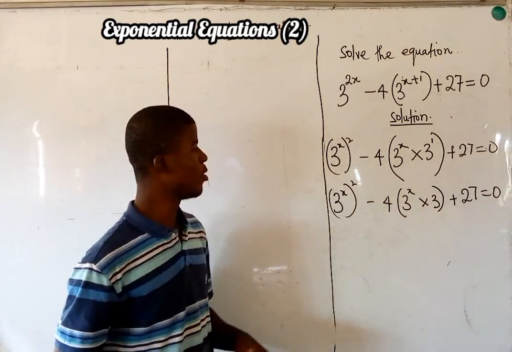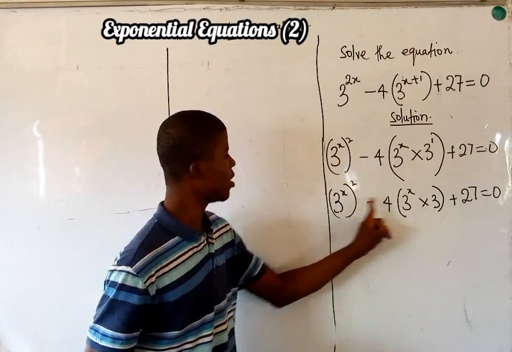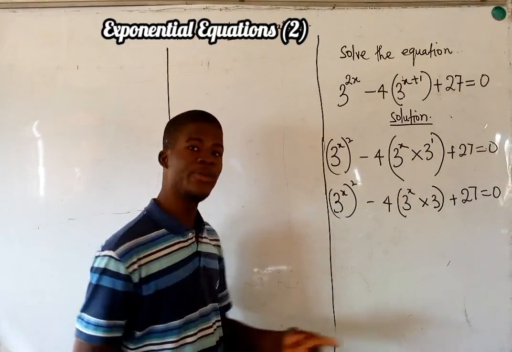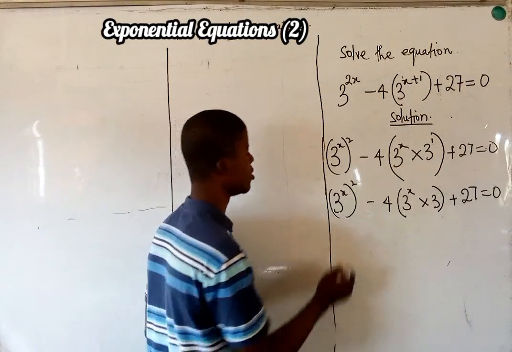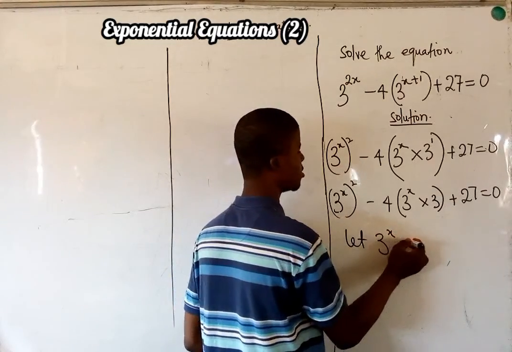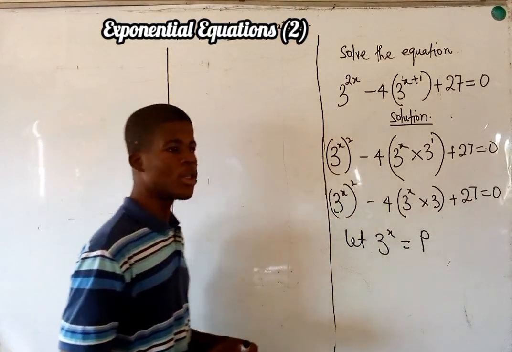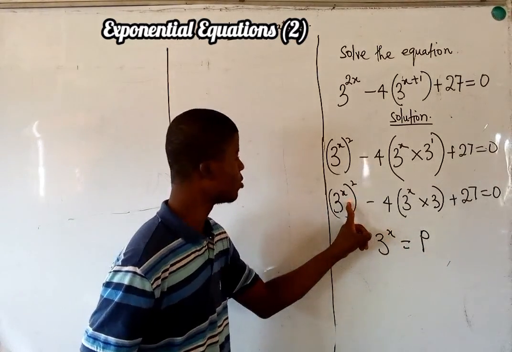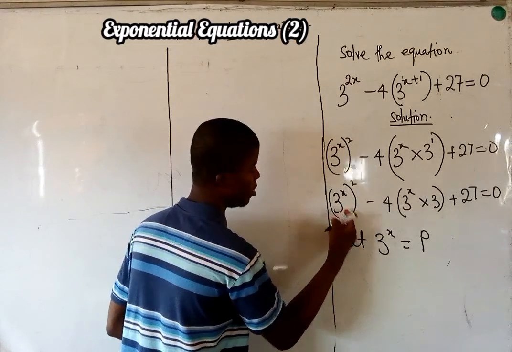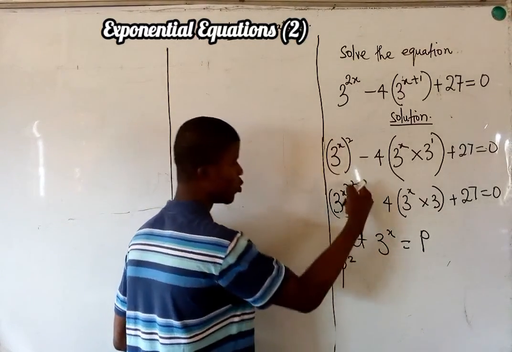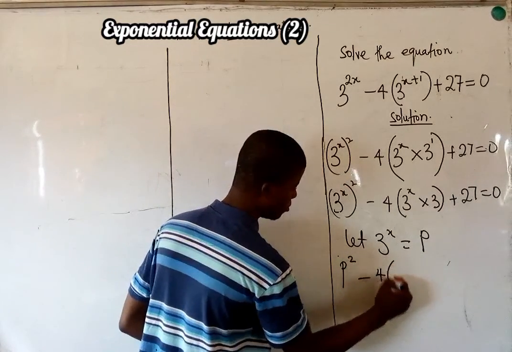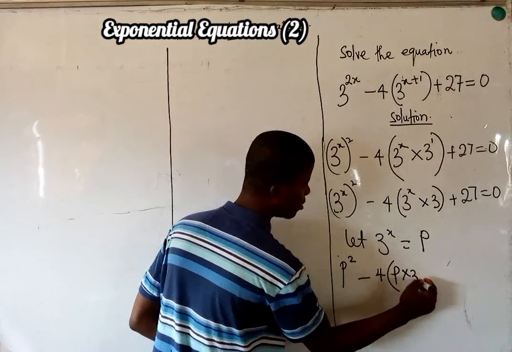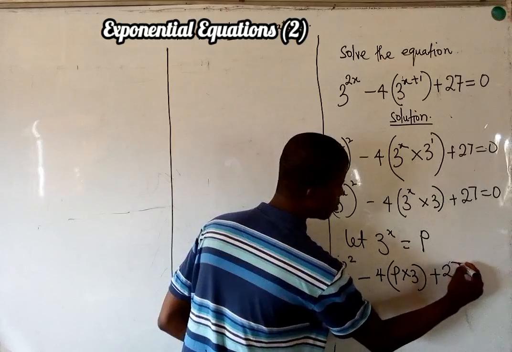So at this point, observe the equation. 3 to the power of x is common. In fact, it is the commonest term found here, so you will replace it by another term. Let 3 to the power of x, for example, be equal to p. So anywhere you see 3 to the power of x, you substitute p. This is p squared, the squared was there, minus 4, open bracket, 3 to the power of x will now be p, I have p times 3, plus 27 equal to 0.